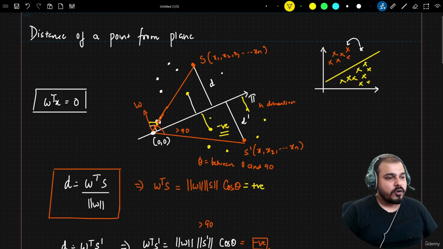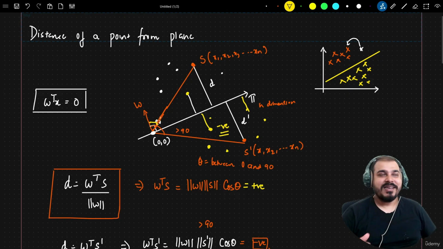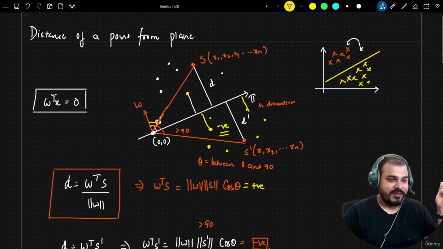So I hope you got this idea with respect to the equation of a straight line and the distance of a point from a plane. The equation of a straight line was already covered in our previous video.